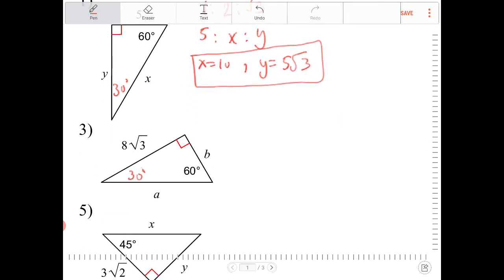This is 30 degrees, and I need to find out what a and b is. So again, 1, 2, radical 3. 8 radical 3 is over here. A corresponds with the 2, and b corresponds with the 1. So n radical 3 is equal to 8 radical 3. What is the factor that I'm multiplying radical 3 by? N will equal to 8. So that means b will equal to 8, and a will equal to 16.